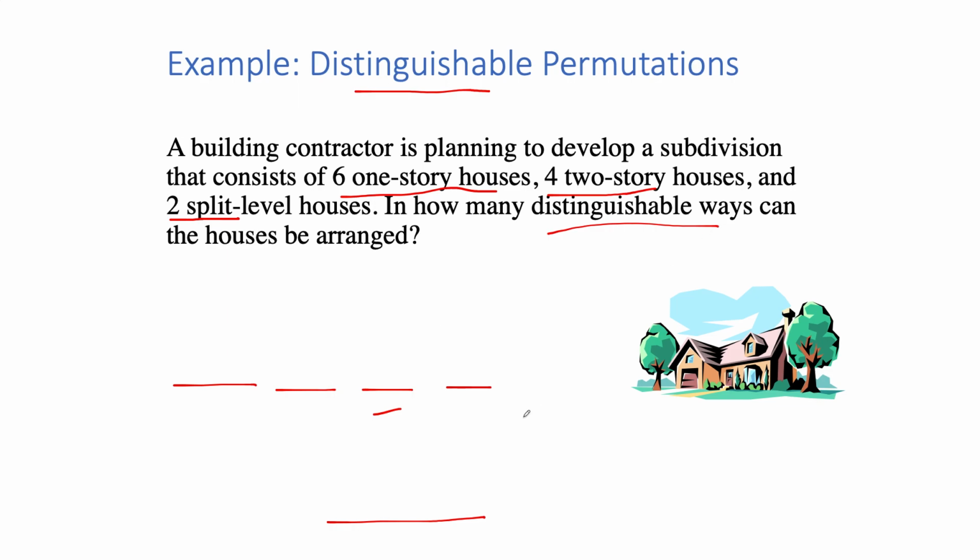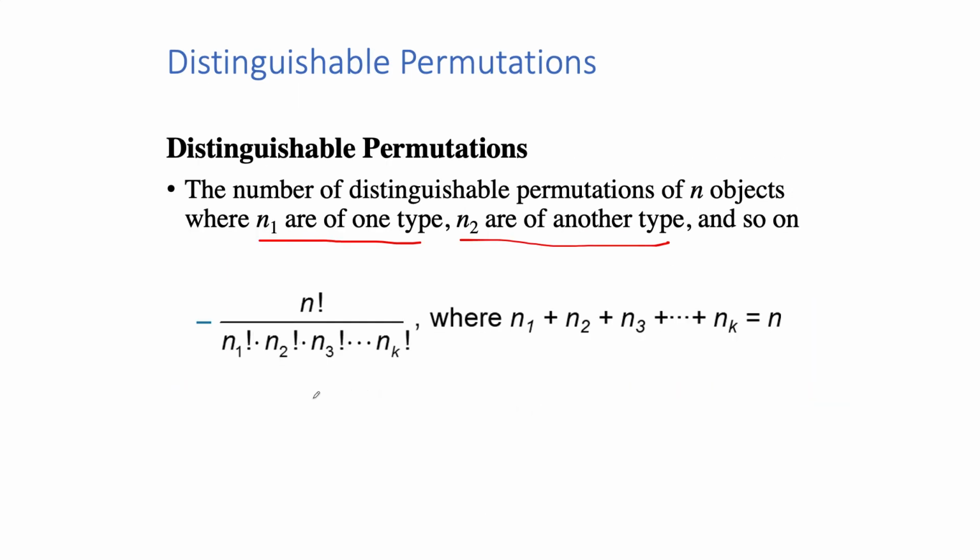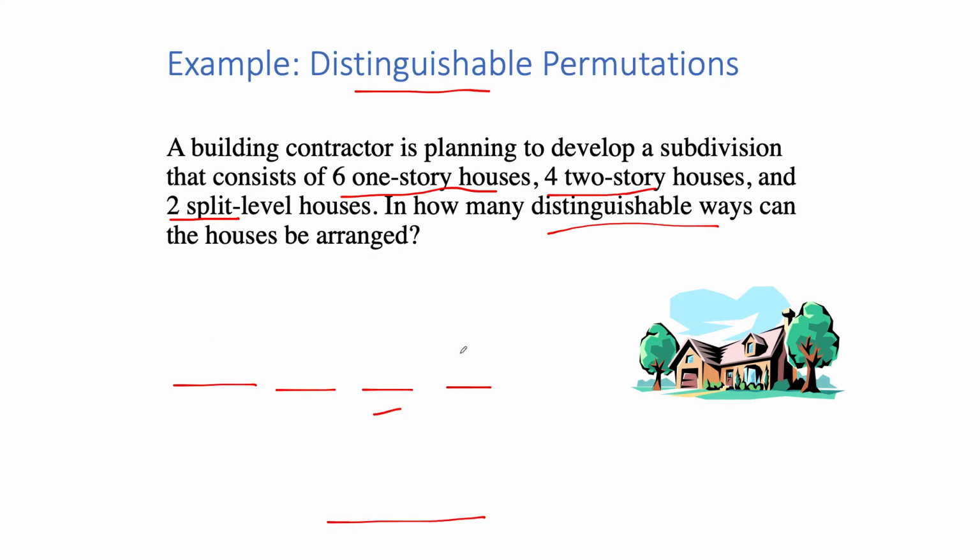And the formula, as we saw in the previous slide, goes: n factorial, where n is the total number of objects available for selection, over n1 factorial, the number of objects of the first kind, times n2 factorial, the number of objects of the second kind, and so on, up to nk factorial, the number of objects of the kth kind, right? So that's how you find distinguishable permutations.